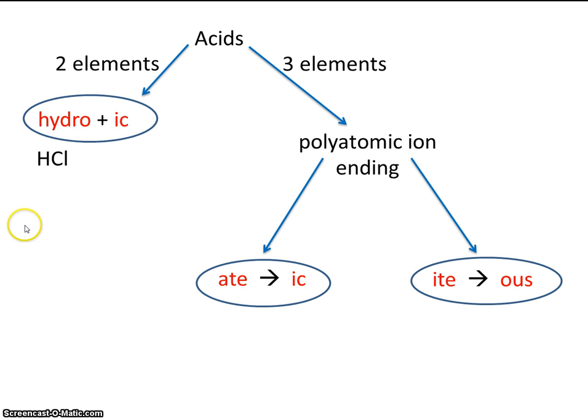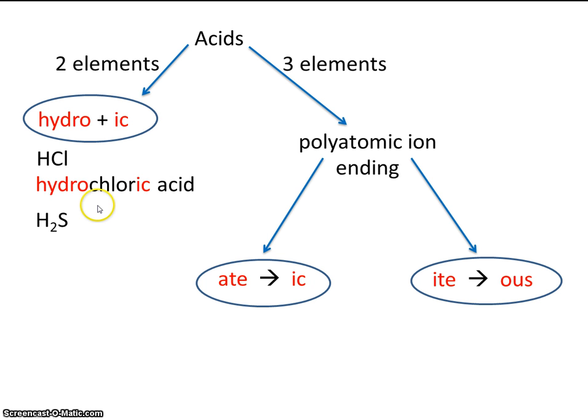For example, this is HCl. Notice that there are only 2 elements here, hydrogen and chlorine. So add the prefix hydro and the suffix ic. So this would be called hydrochloric acid. There's hydro, there's ic, and then I guess we also have to add the ending of acid as well.